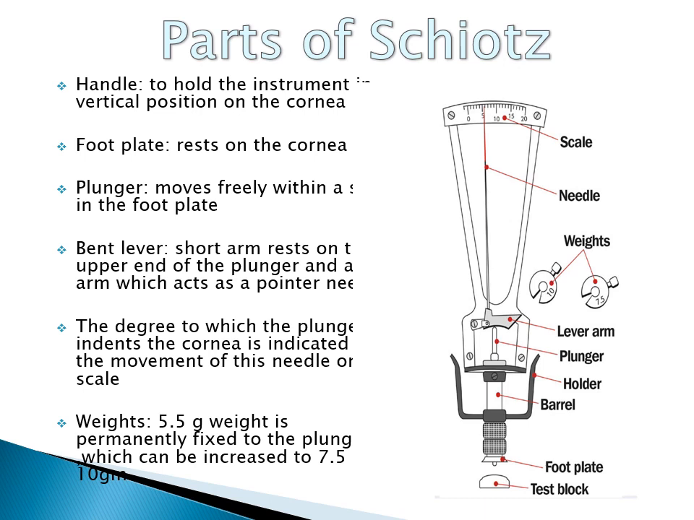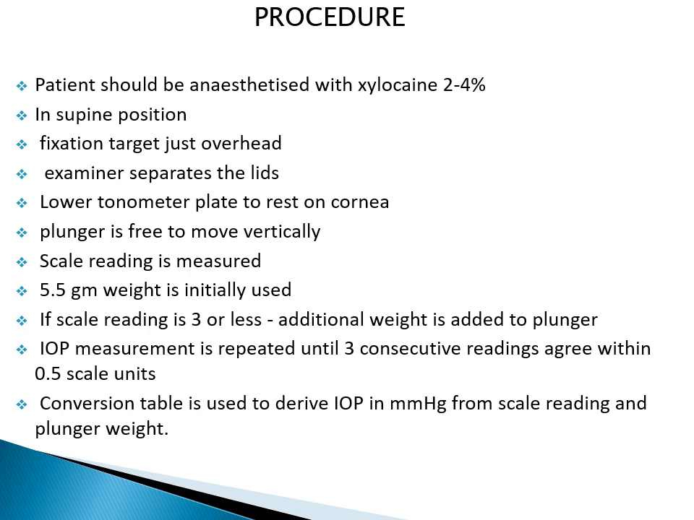Then the weights. A 5.5 gram weight is permanently fixed to the plunger, which can be increased to 7.5 or 10 grams. Procedure. The patient should be anesthetized with 2% or 4% lignocaine. 0.5% proparacaine can also be used.